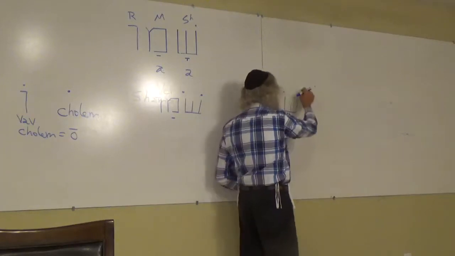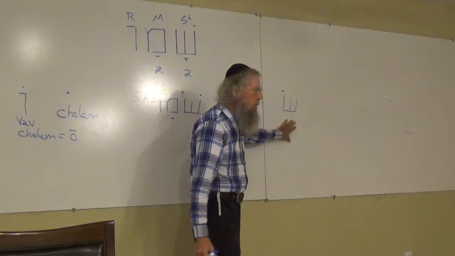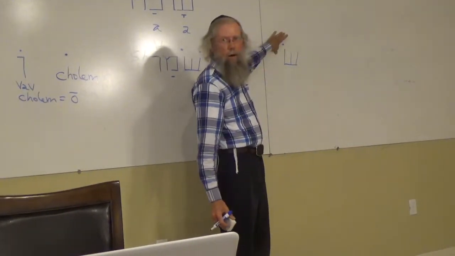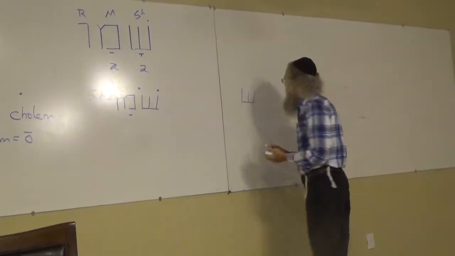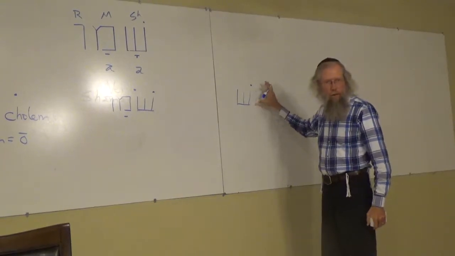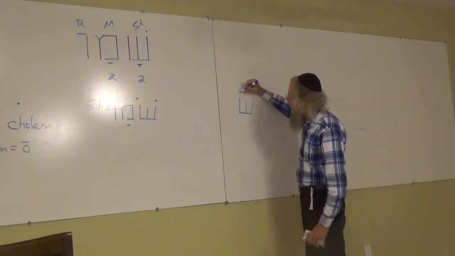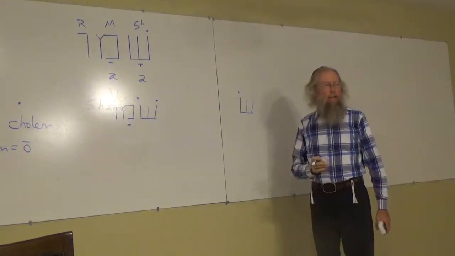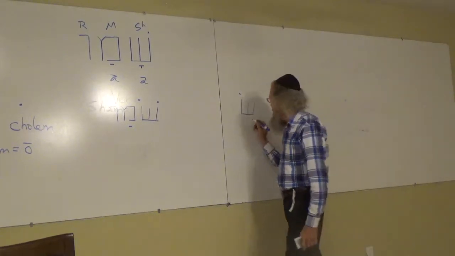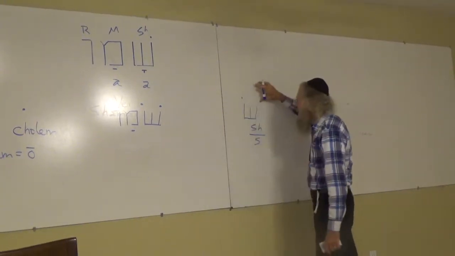Because the shin, if you remember, the shin and the sin are the same letter. It's the S letter, shin or sin, depending on where this mark is. Normally, if it's on the right side, it's the SH sound, shin. If it is on the left-hand side, it is the S sound, sin. Okay? So you have shin and you have sin. Same letter, just depending on where the mark is.